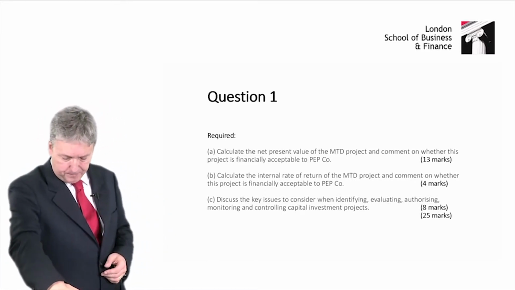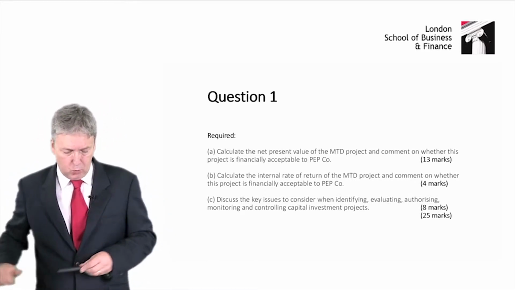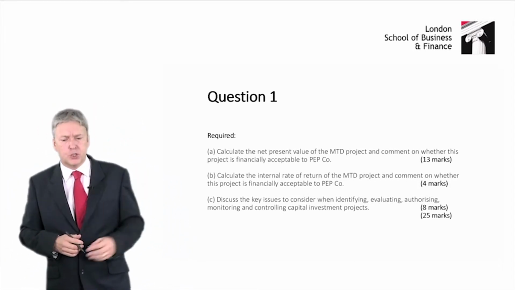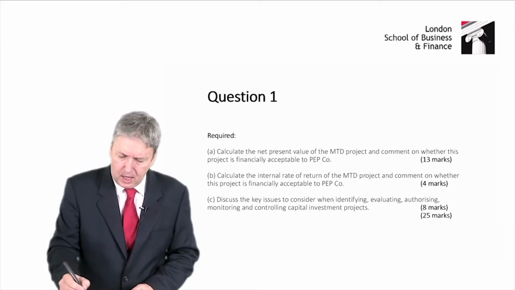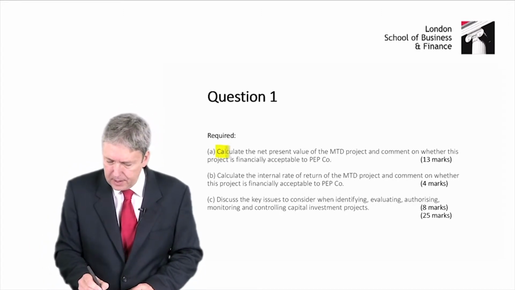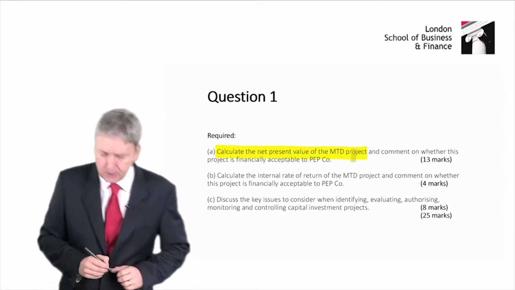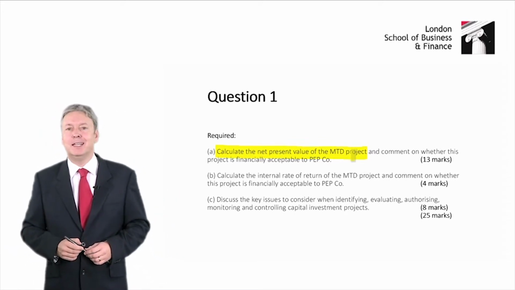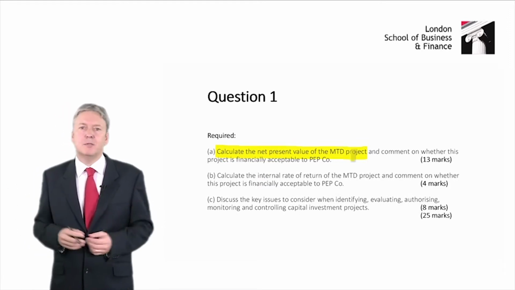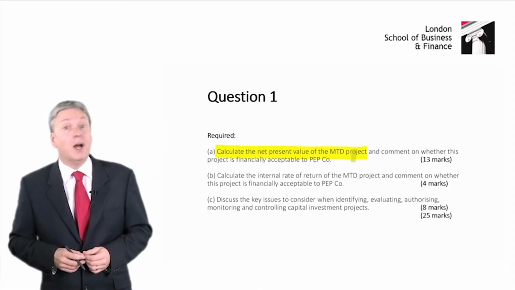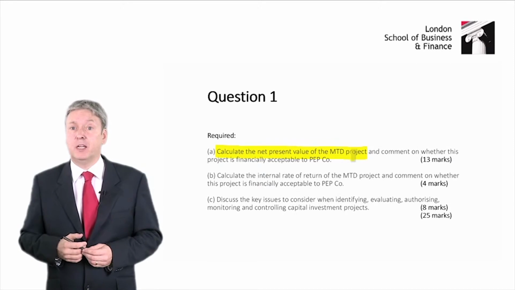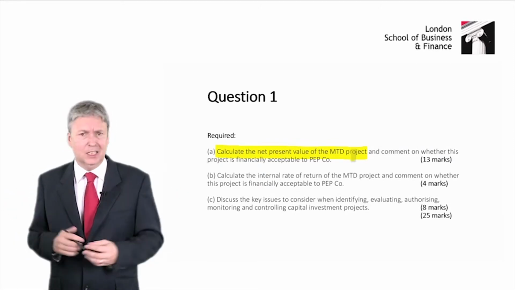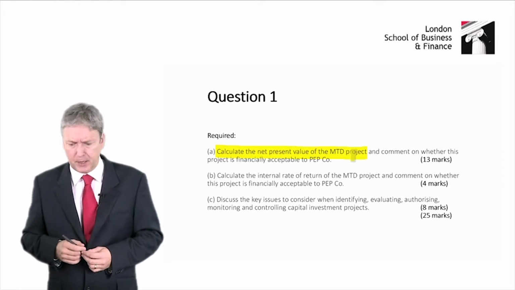With that in mind, let's look at question 1 and just consider the requirements. Nothing more, just the requirements. I'm hoping that this looks like a very straightforward question to you. Calculate the NPV of the MTD project. How many times has net present value come up? Well, the issue is NPV comes up every time. Can't guarantee it comes up into the future, but it's a highly likely topic.